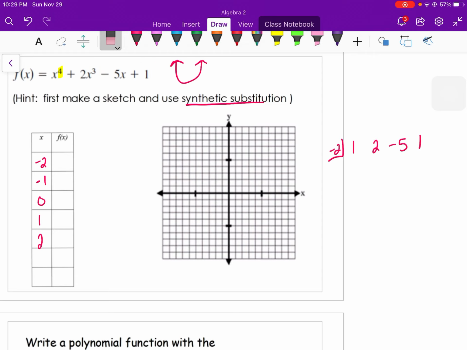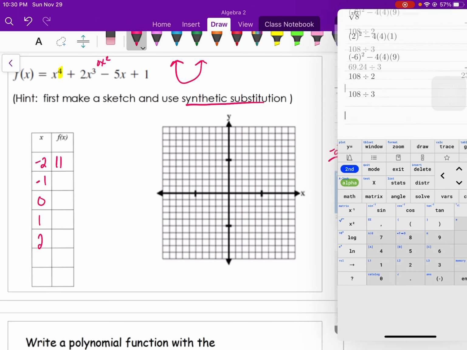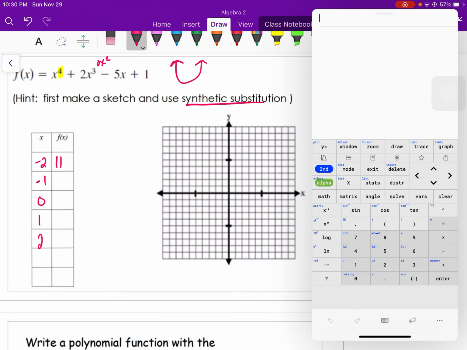Oh, I actually am missing an x squared. So it would be 1, 2, 0, -5, 1. And then drop down the first one, then multiply -2 times 1, then add, multiply, add, multiply, add, multiply, add. You get 11, so -2, 11. So you can use synthetic substitution, or you can use your calculator as well.